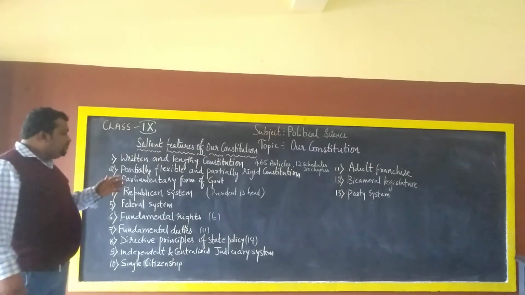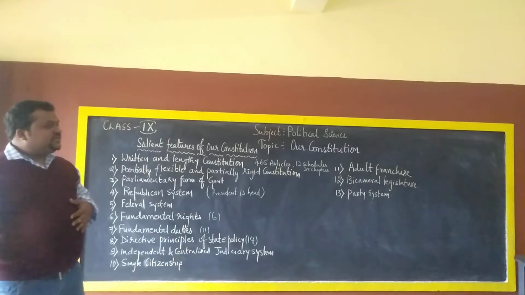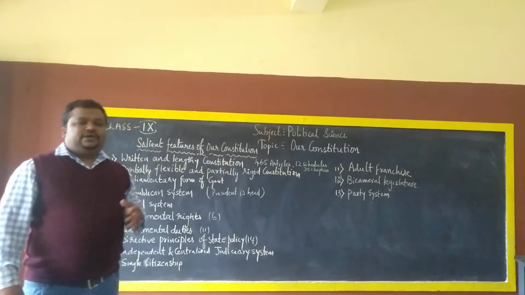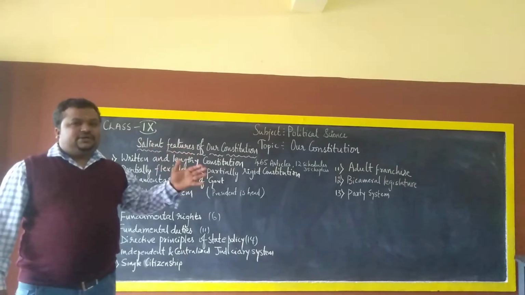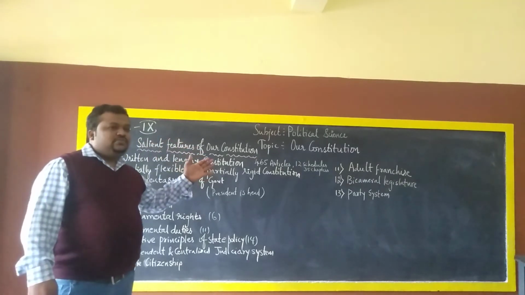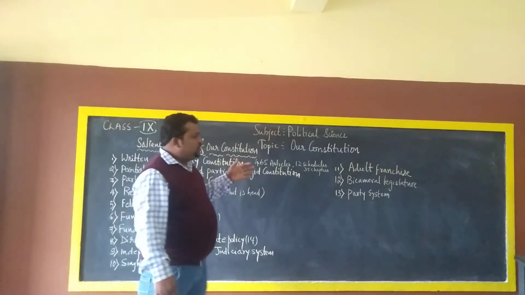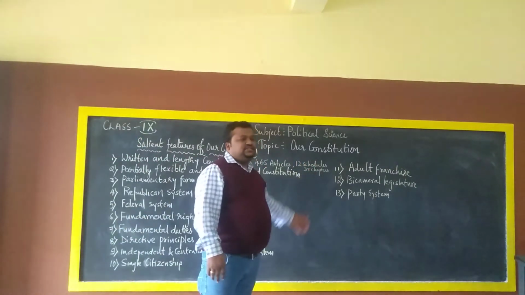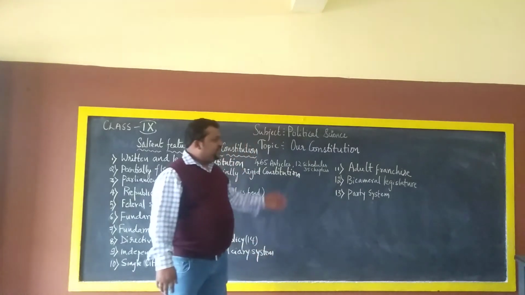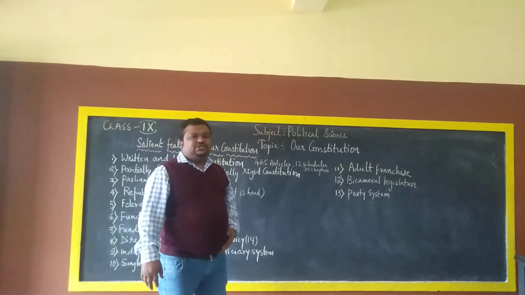Understood? Then the next one is adult franchise. What do you mean by it? Adult franchise is nothing but when you cross 18 years, you have a right or power to vote. So that is called adult franchise. Understood? The next one is bicameral legislature.